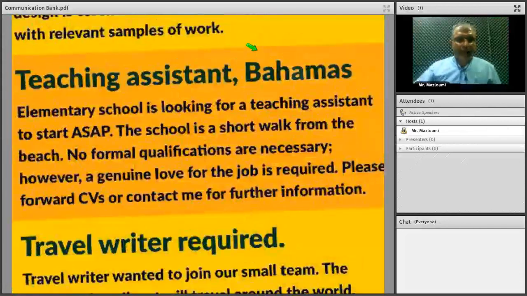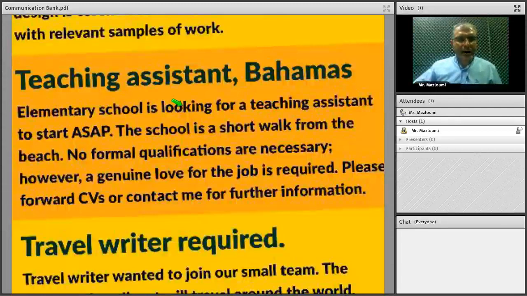Next one, teaching assistant in the Bahamas. So they need someone to help them teach. Where? In the Bahamas. Elementary school is looking for a teaching assistant to start ASAP. The school is a short walk from the beach. No formal qualifications are necessary. However, a genuine love for the job is required. Please forward CVs or contact me for further information.